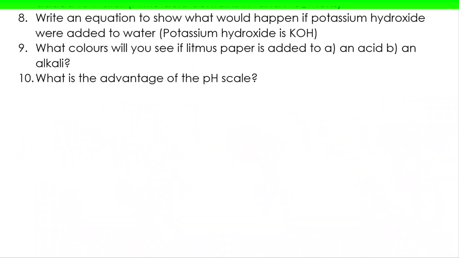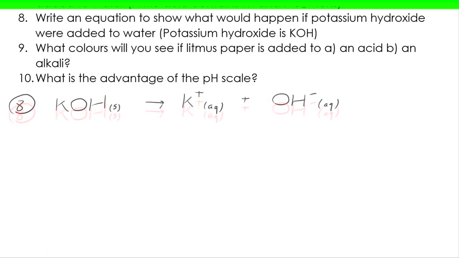So for number 8, an equation to show what happens when potassium hydroxide dissociates. Now, metal hydroxides are generally solid, but we can break them down into the K+ and the OH- ions. And it's the OH- ions present that make potassium hydroxide alkaline.